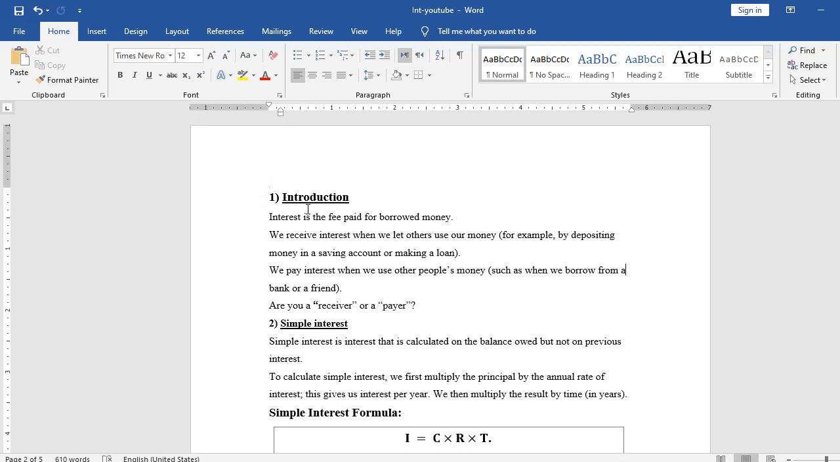Introduction. Interest is the fee paid for borrowed money. We receive interest when we let others use our money, for example, by depositing money in a saving account or making a loan. But we pay interest when we use other people's money, such as when we borrow from a bank or a friend.